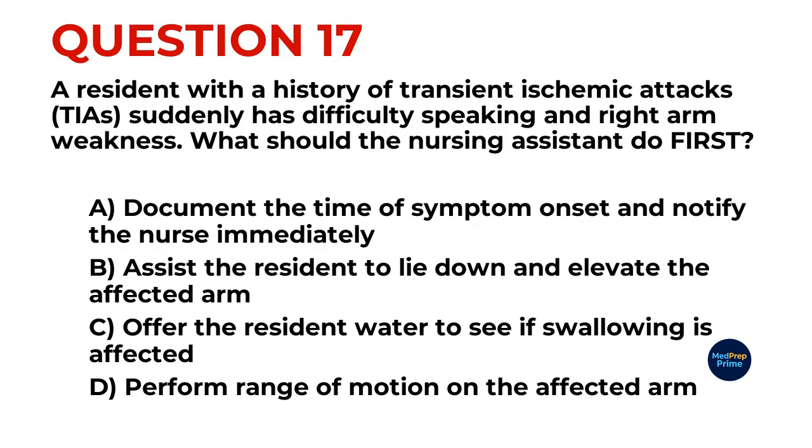A resident with a history of transient ischemic attacks, TIAs, suddenly has difficulty speaking and right arm weakness. What should the nursing assistant do first? Option A, document the time of symptom onset and notify the nurse immediately. Option B, assist the resident to lie down and elevate the affected arm. Option C, offer the resident water to see if swallowing is affected. Option D, perform range of motion on the affected arm.